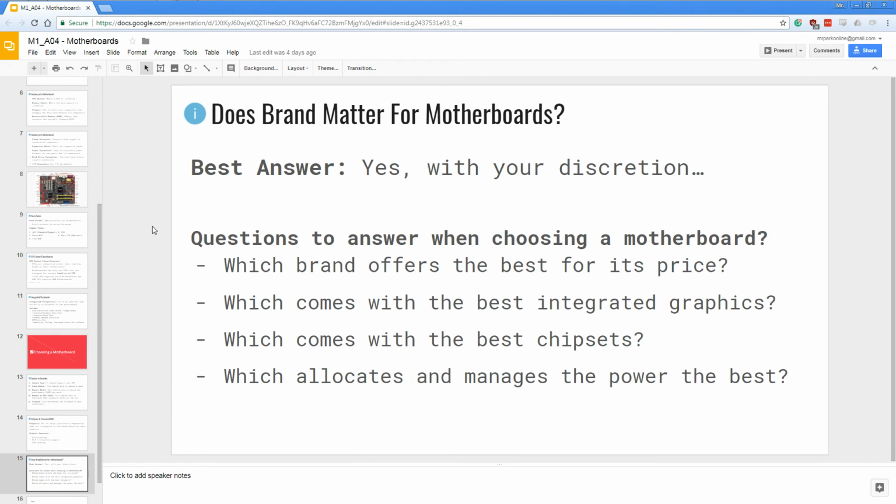And does brand matter for motherboards? Yes, with discretion. What you have to ask yourself and research is, at the time you're building your computer, which brands offer the best for the price, which comes with the best integrated graphics, which comes with the best chipsets, and which allocates and manages the power the best. And this can all be done through reviews and careful research at the time when you're buying your components.